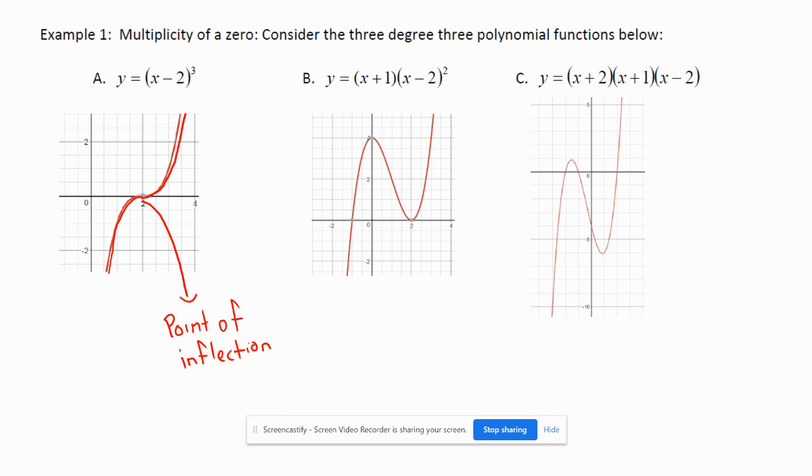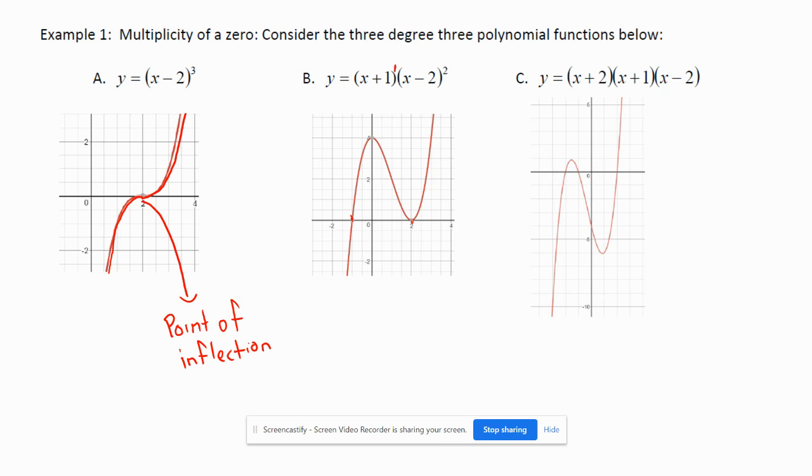Now, moving on to example B, in this case, we have two zeros. We have a 0 at -1, and we have a 0 at 2. Now, when we say multiplicity, we're talking about the exponents associated with each factor, okay? In this case, we have an exponent of 1 and an exponent of 2. That means the x plus 1, so the 0 of x equals -1, has a multiplicity of 1. The 0 of x equals 2 has a multiplicity of 2.